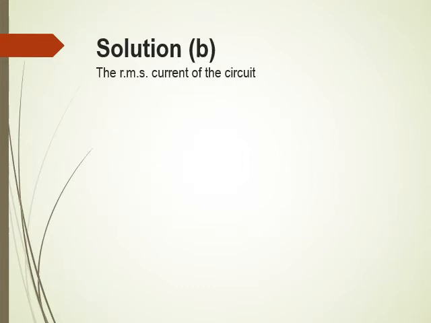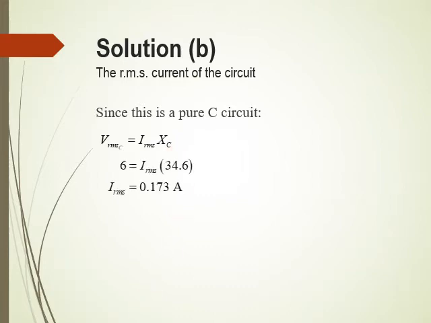Question B. Calculate the RMS current of the circuit. This is a pure C circuit, therefore apply VRMS C equals IRMS XC. Once again, as you can see here, since I want to calculate IRMS, I use VRMS. And since this is a pure C circuit, if V is across the capacitor, then in your equation you should substitute XC. Next, just substitute the values into the equation and you will get IRMS equals 0.173 ampere.